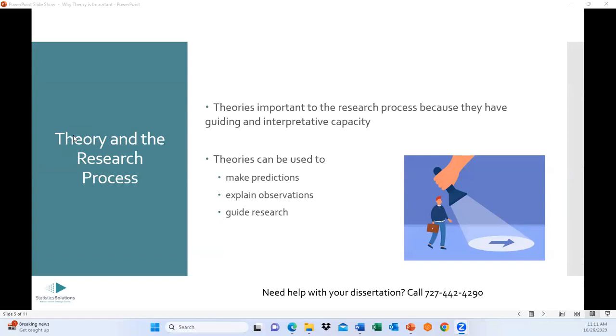Expected findings. If the theory holds certain positions or holds certain tenets, you can base your expected findings on those. Now, whether those will be supported or not is yet to be seen in what your study reveals. But theories are based on premises. They can be used to generate hypotheses based on these premises, like we talked about. If the theory holds something to be accurate or true, then you can base your hypotheses on that theory.